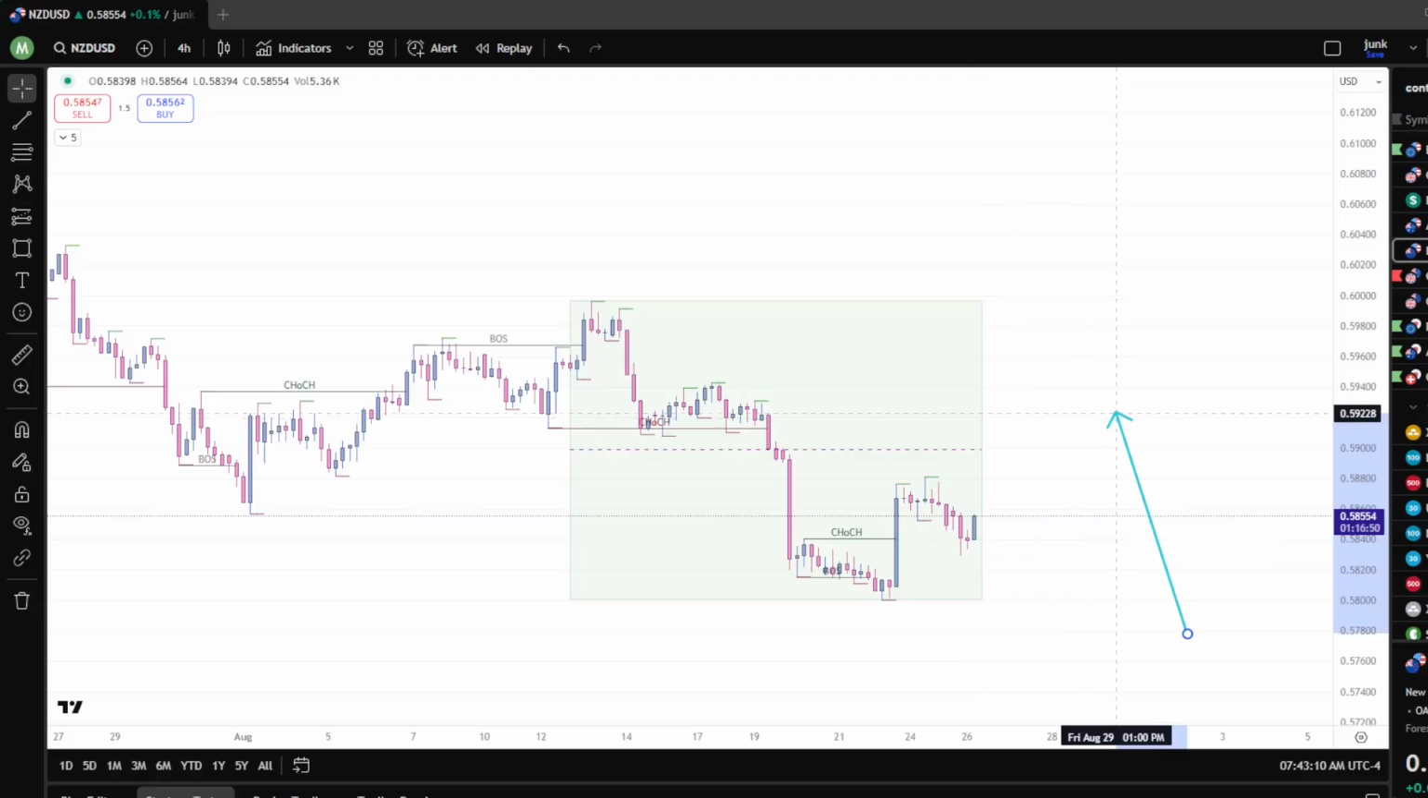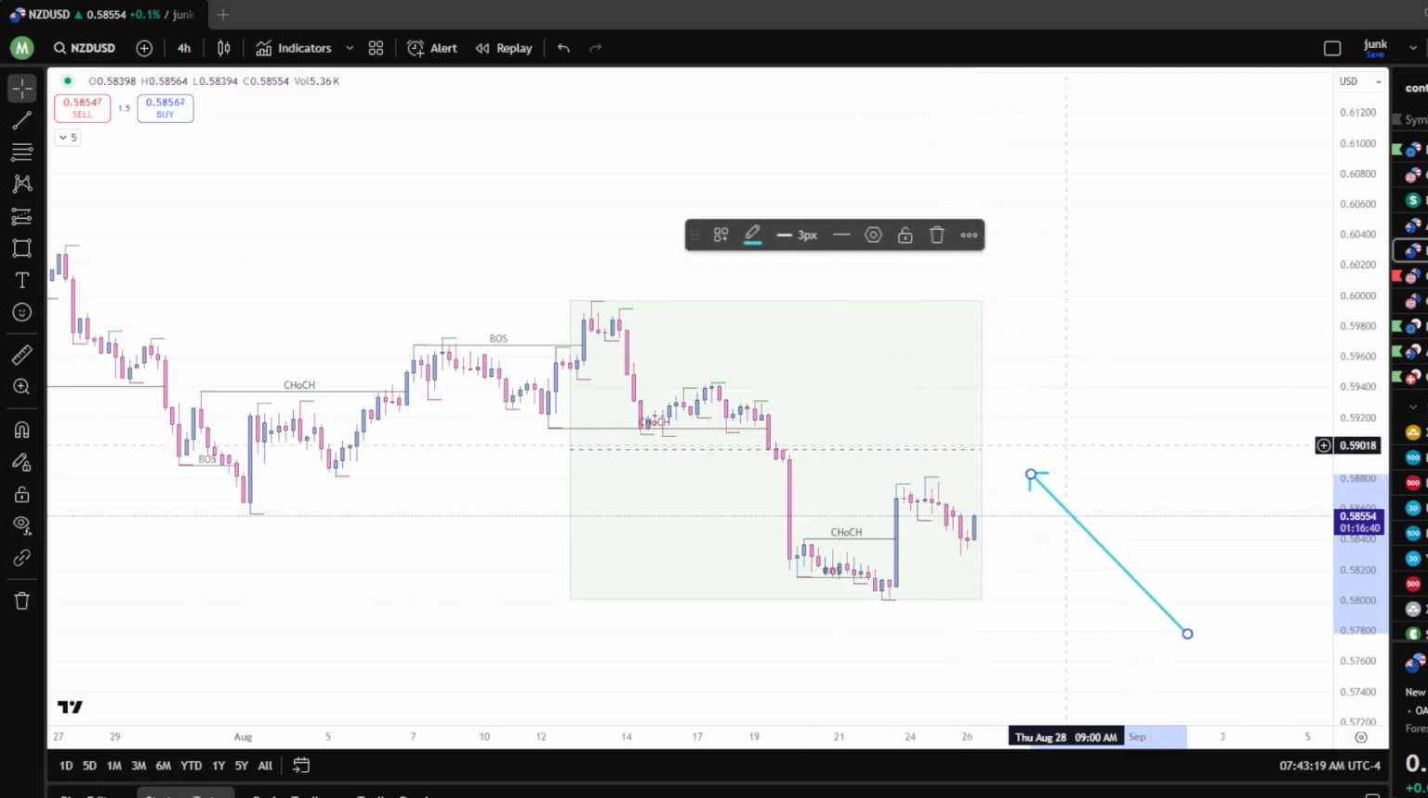Or we can wait it out and see if it behaves just like the other US dollar pairs. So it can come back and retrace a little bit further, like I said, back into premium, looking at any type of selling opportunity once bearish momentum starts to pick back up.